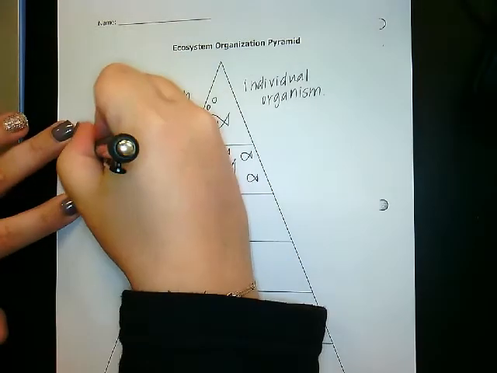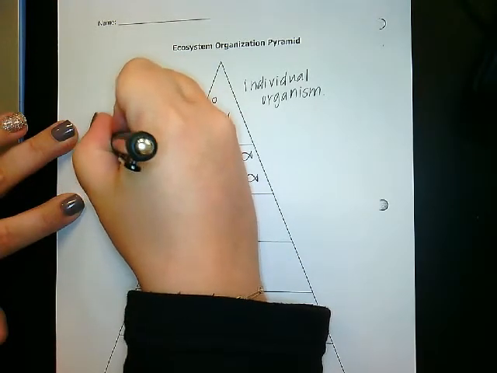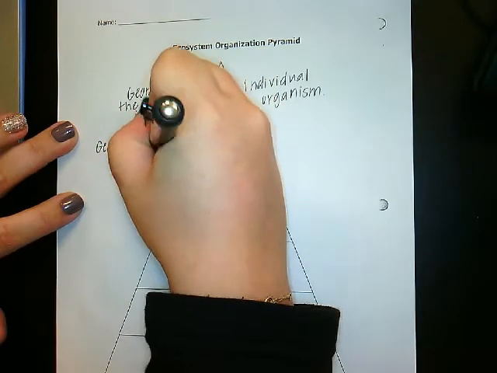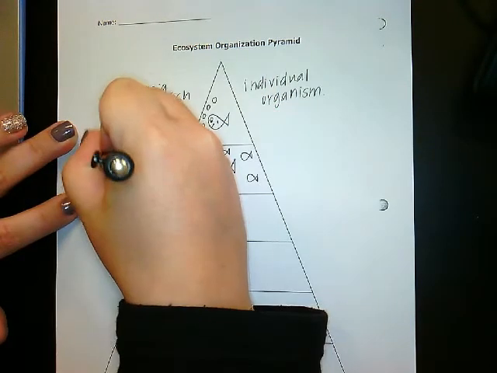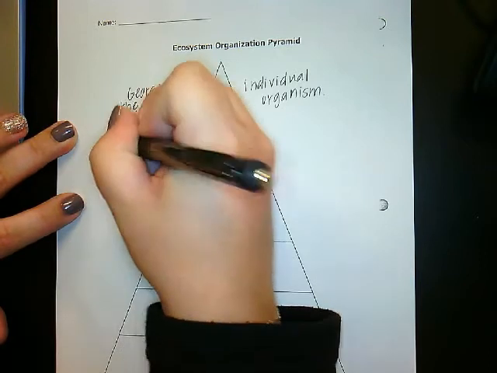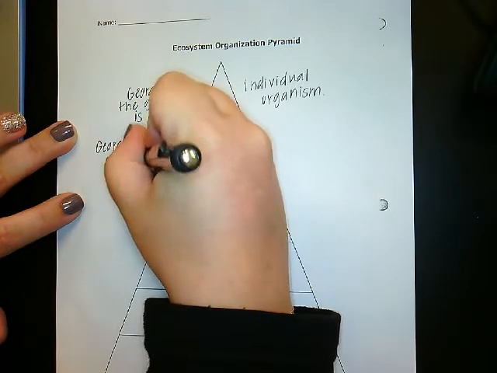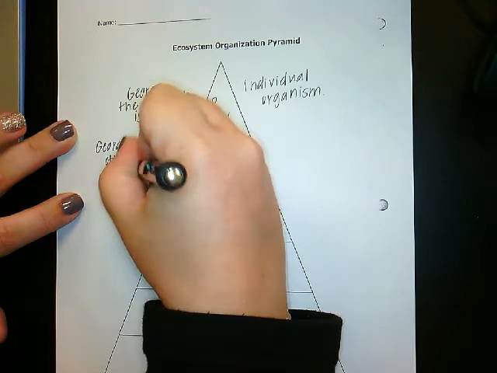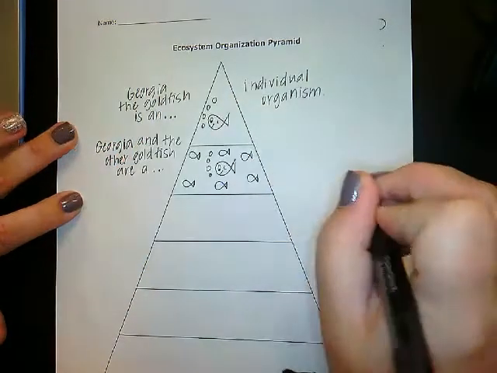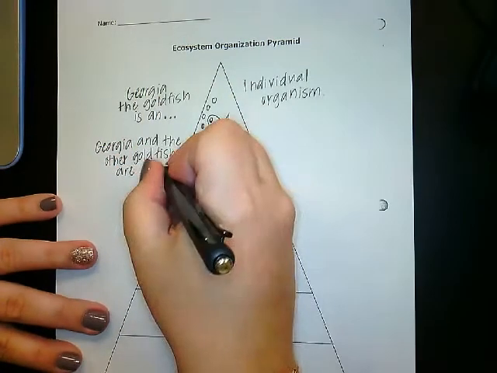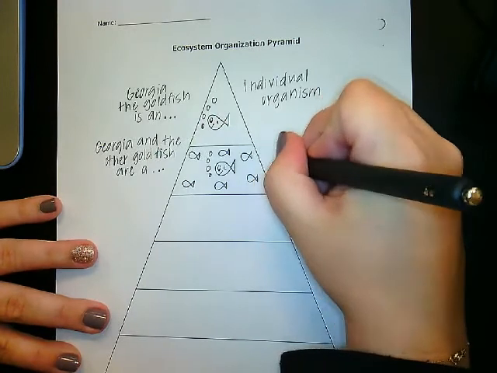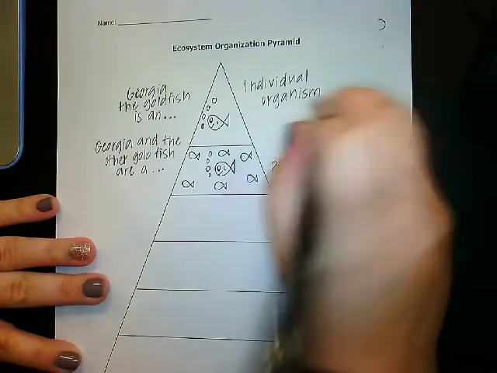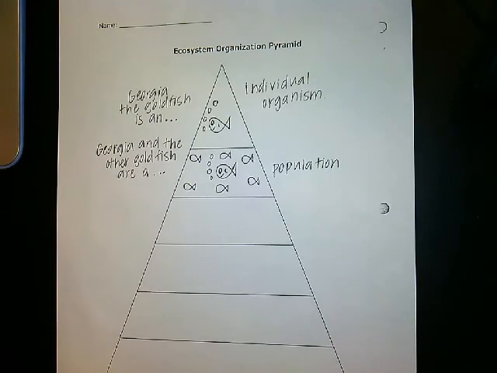So we're going to write over here, Georgia and the other goldfish are a... If you guessed population, you are correct. Georgia and the other goldfish make up a population.